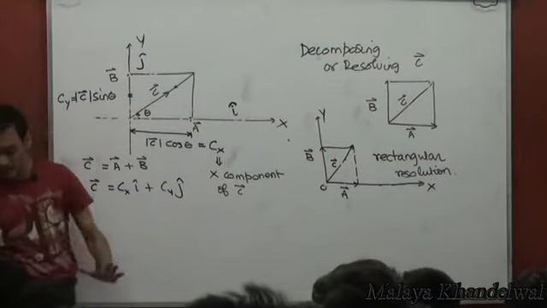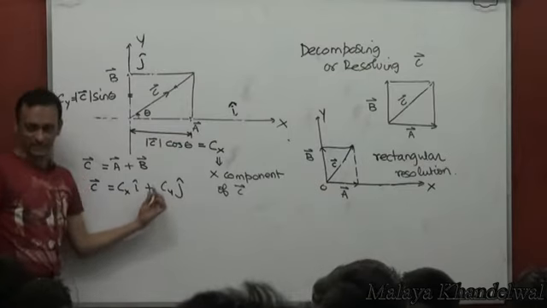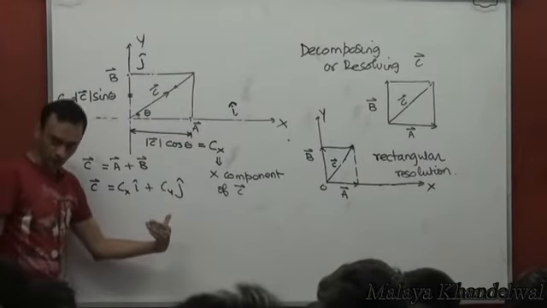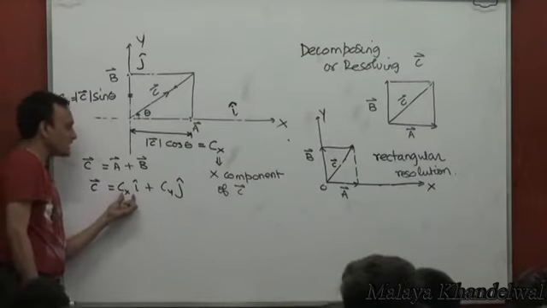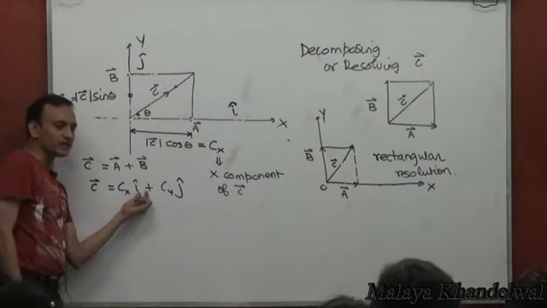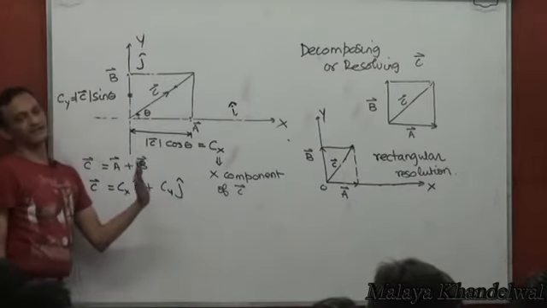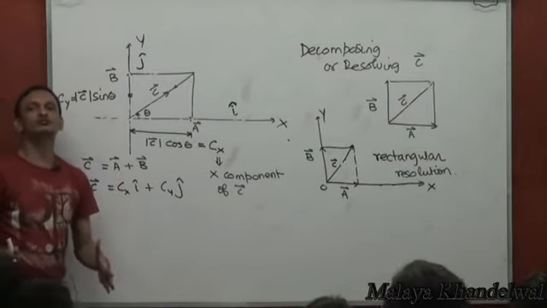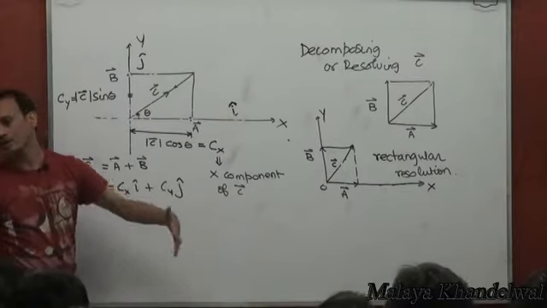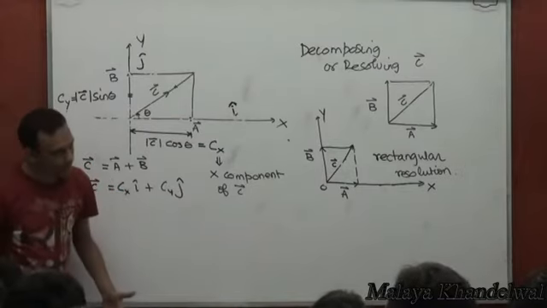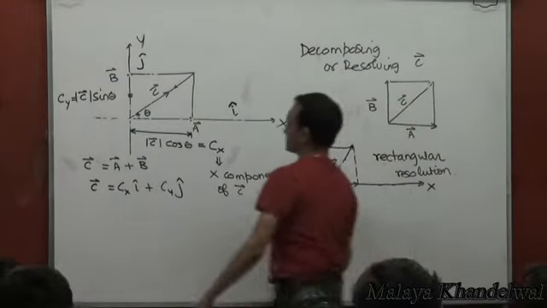Cx and Cy are numbers. I and j are unit vectors along the x and the y directions. Yes or no? So you could write any vector C as its x component into a unit vector in that direction plus its y component into a unit vector in the y direction. I and j are traditionally referred to as unit vectors along the x and the y direction. Got me? This is a rectangular resolution of the vector.